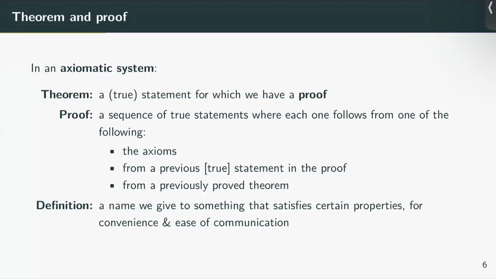We usually introduce another kind of object, which is something called a definition. Now, a definition is a tool of convenience. It is not a fundamental object in an axiomatic system. A definition is basically a name that we give something with a collection of properties, and it's usually done for the purpose of convenience and for ease of communication.